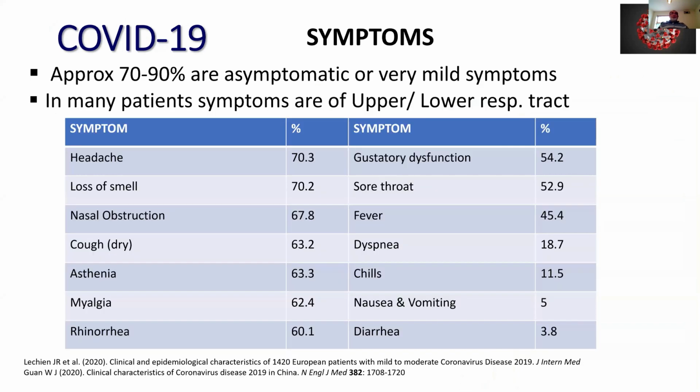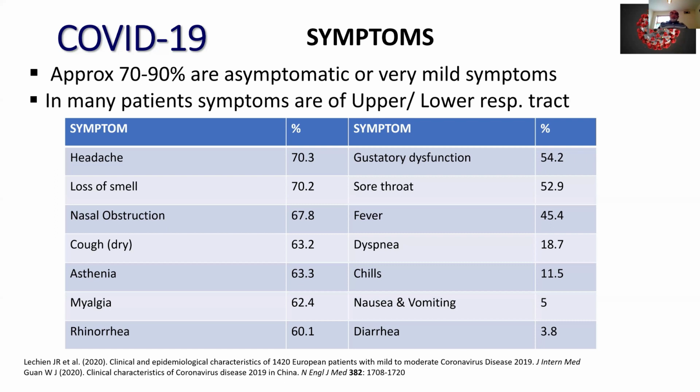So most people, as I said, 70–90% are asymptomatic or with very mild symptoms of just fever and sore throat, and that's it, and then they recover. Particularly the children. The older people get more problems, or people with comorbids. Headache is the commonest symptom. Similarly, loss of smell was seen, and nasal obstruction, cough, and muscle aches and rhinorrhea. Loss of taste, sore throat, fever, dyspnea, and then the chills and nausea and diarrhea.